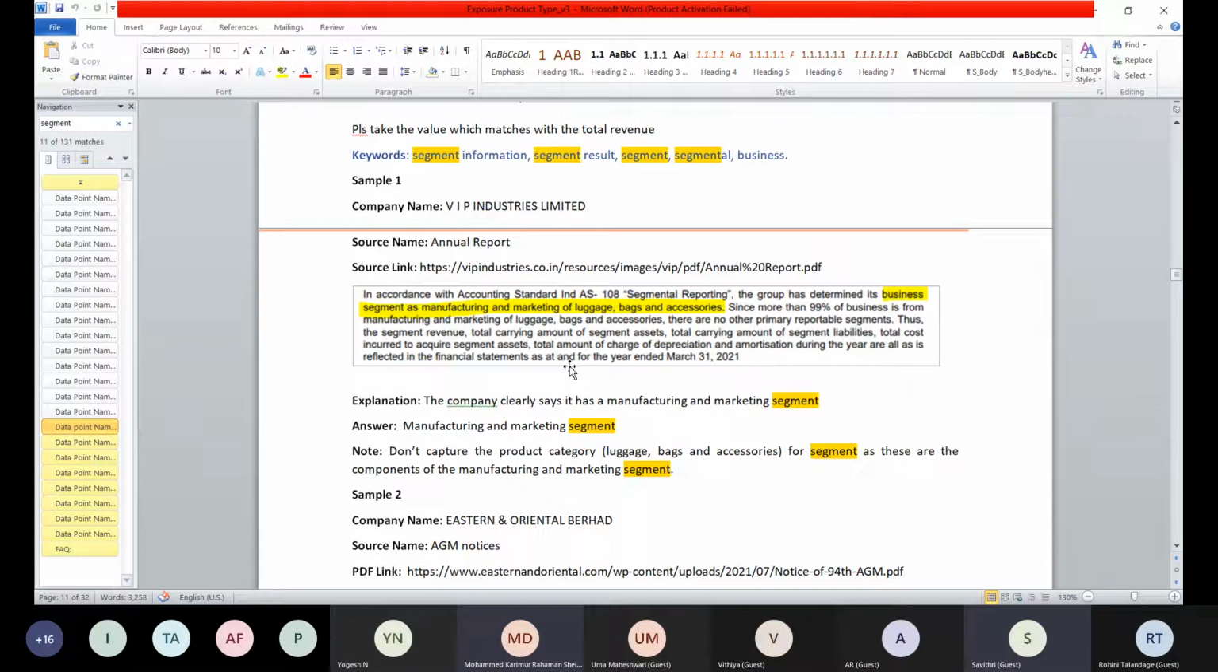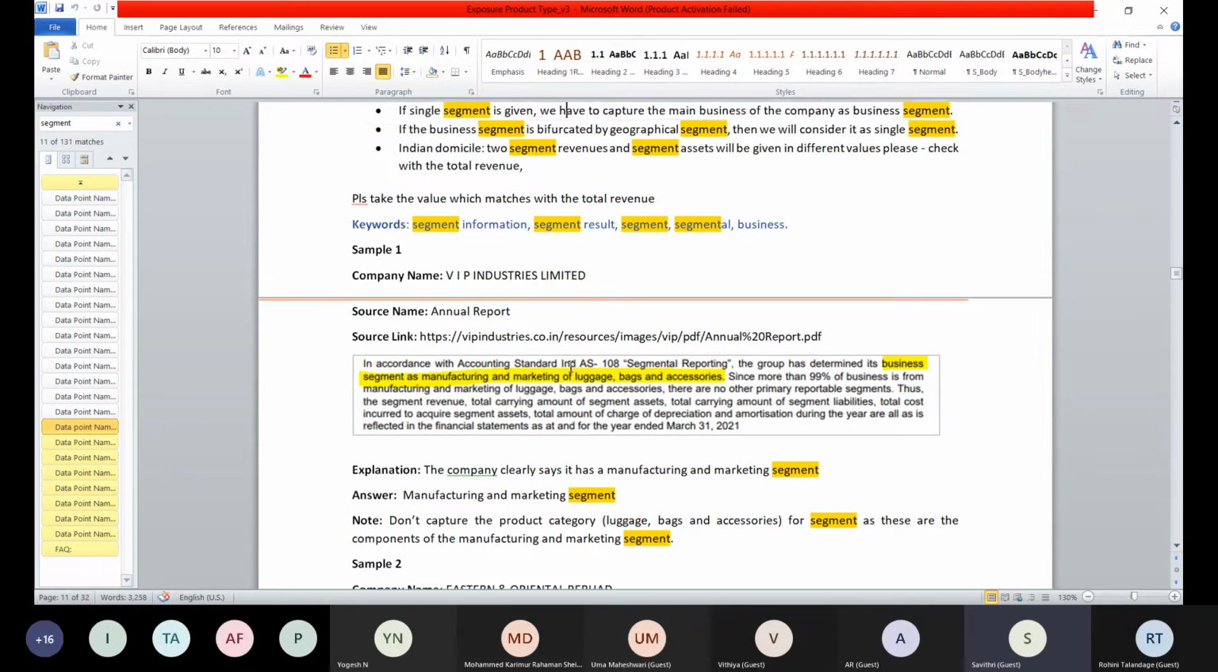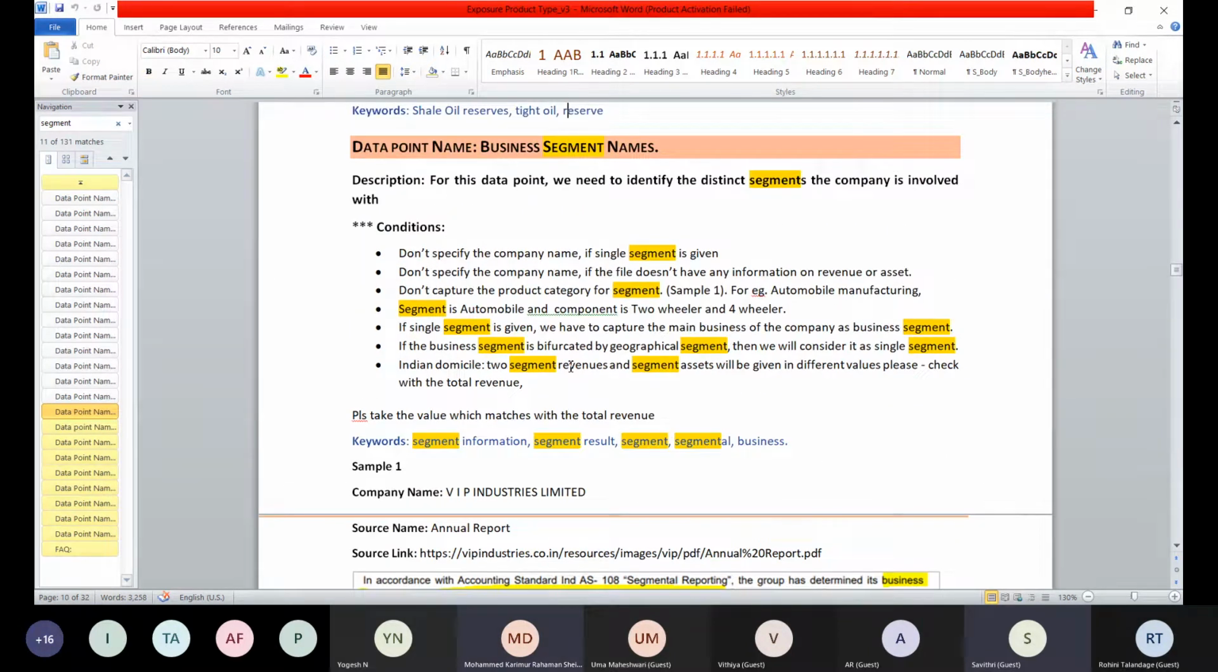And if you go to the conditions now, Rohan, the first condition is don't specify the company name if a single segment is given. So this is not for you. This is for the people who have processed the reports previously. If there are no segment details at all in the report, they are simply capturing the company name. So for them only we have provided this extra information, just so that you should not make the same error.